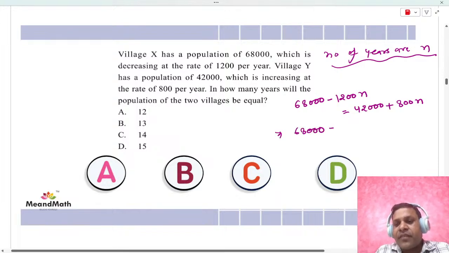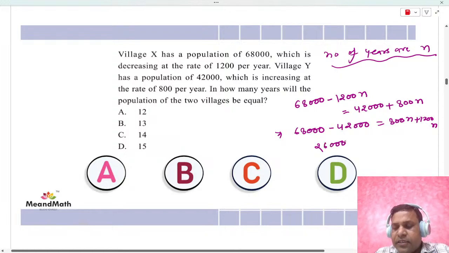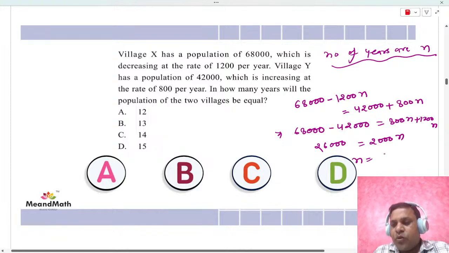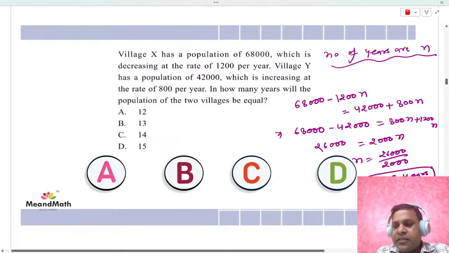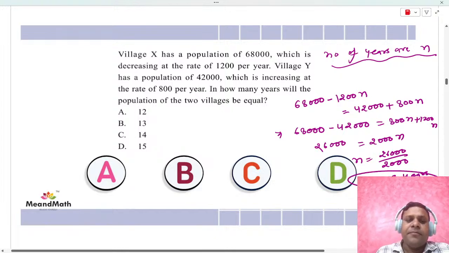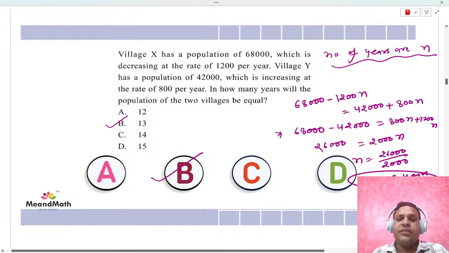68,000 minus 42,000 is equal to 800n plus 1200n. So this is 26,000 is equal to 2,000n, so n is equal to 26,000 upon 2,000. So n is equal to 13 years. So in how many years will it be equal? After 13 years. B option is the correct answer for this question.